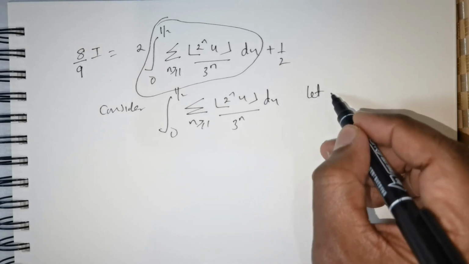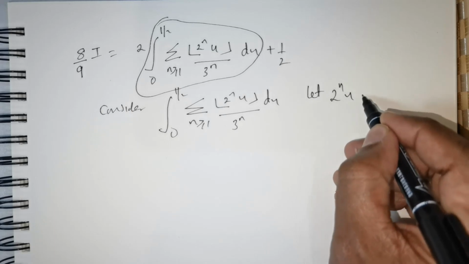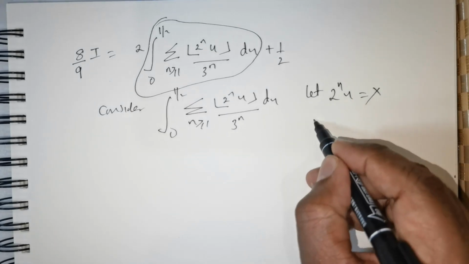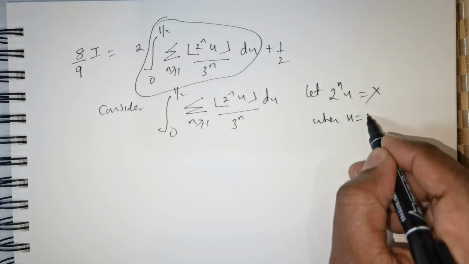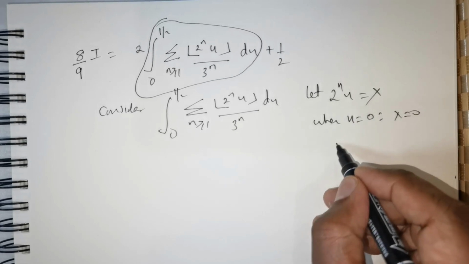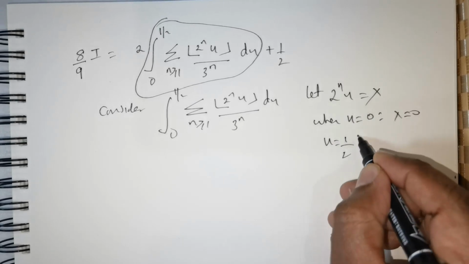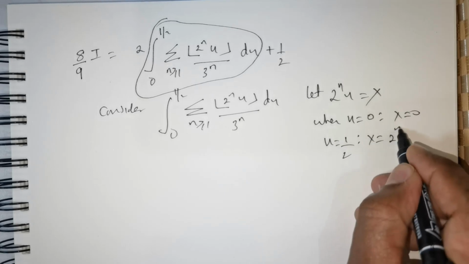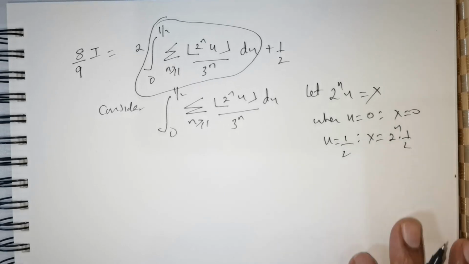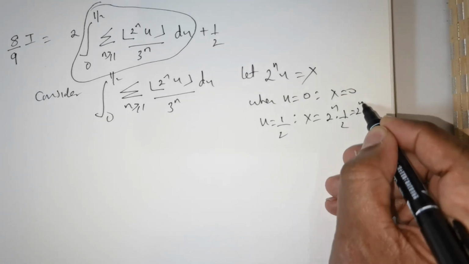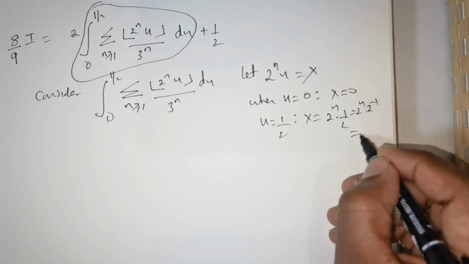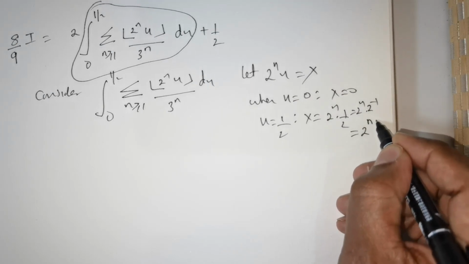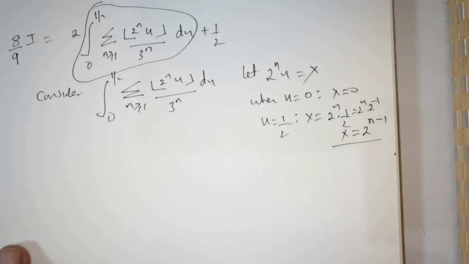Now I'm going to make a substitution. Let 2 raised to the power of n times u be equal to x. So when u is equal to 0, x is equal to 0. When u is equal to 1 over 2, x will be equal to 2 raised to the power of n times 1 over 2. That is 2 raised to the power of n times 2 raised to the power of negative 1, which is 2 raised to the power of n minus 1. This is my value of x.